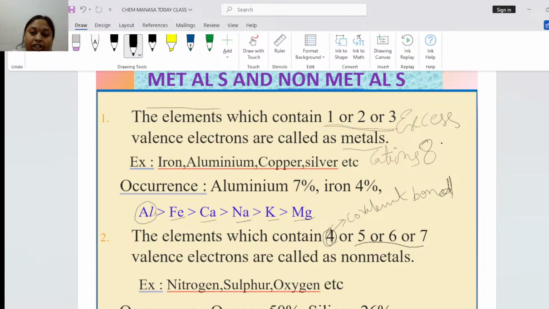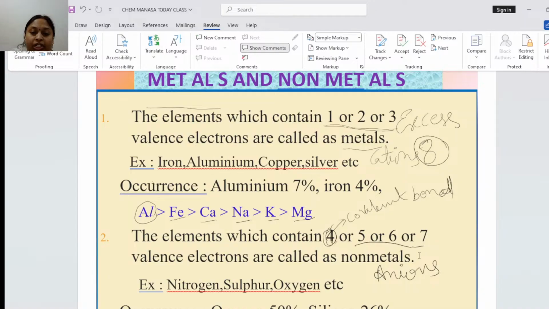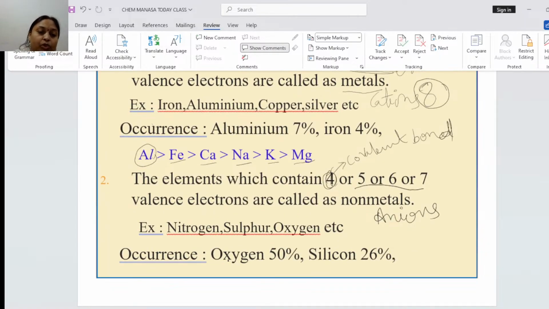What is the stable configuration? When an element has 8 electrons, that is the stable configuration. But here we have a deficiency of electrons. So the elements which are ready to accept electrons and form anions are known as non-metals. In terms of occurrence, the most abundant non-metal is oxygen, 50%, and then silicon. But the most abundant non-metal in the atmosphere, in gaseous state, is nitrogen. Now we will go to the next slide.